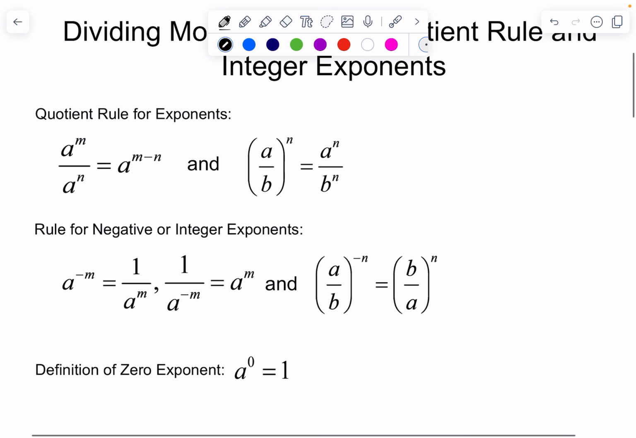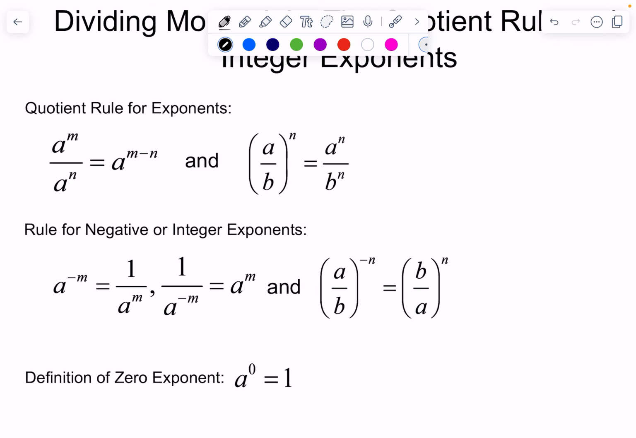All right, we're going to first learn about the quotient rule. The quotient rule for exponents states that when you divide the same base, in this particular case A, you're going to keep that same base and subtract the exponents. So I'll repeat that. Whenever you divide the same base, you keep the base and subtract the exponents.